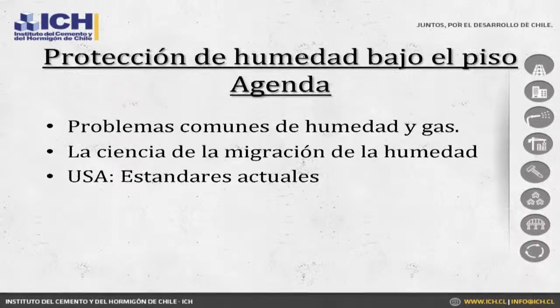So this is an outline of the presentation really quick. We're going to go over the problems that humidity and gas can cause in the building envelope and with the concrete as well. Then we're going to talk about the science of how moisture and gas moves into the building. And then we're going to talk about some new standards that exist in the United States to prevent these problems from occurring.